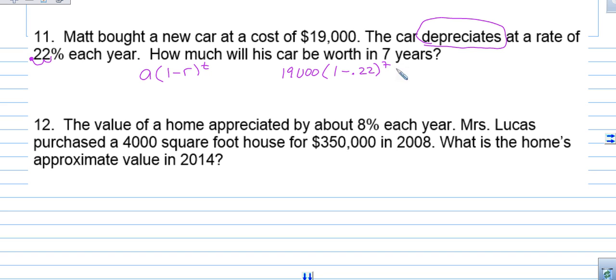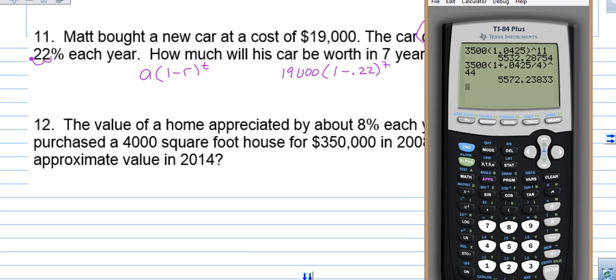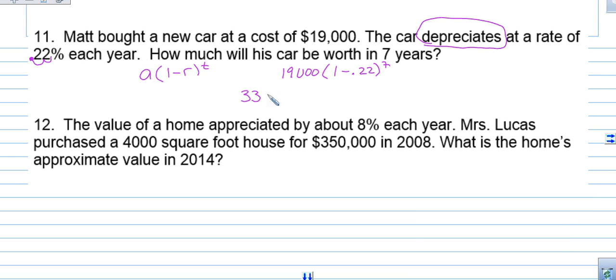to the 7th power. And so when we type that in the calculator, 19000, parentheses, and then 1 minus 0.22 raised to the 7th power, you get 333746. Okay, so that'll be the answer here.